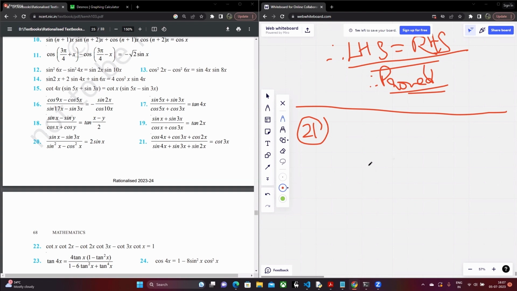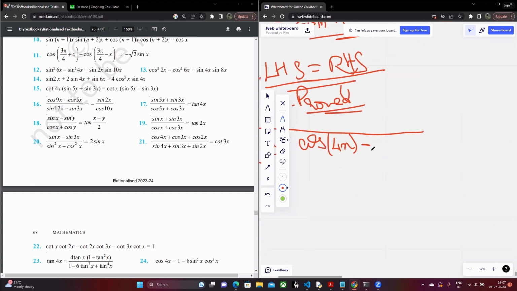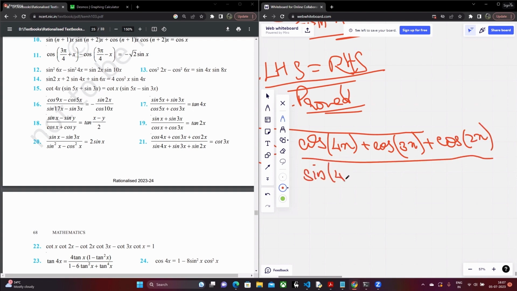Right? So question number 21. I'll again deal with the left hand side because the right hand side is simple. I can't simplify it further or I can't apply anything on it. All right. So L is equal to cos 4x plus cos of 3x plus cos of 2x, whole divided by sine of 4x plus sine of 3x plus sine of 2x.